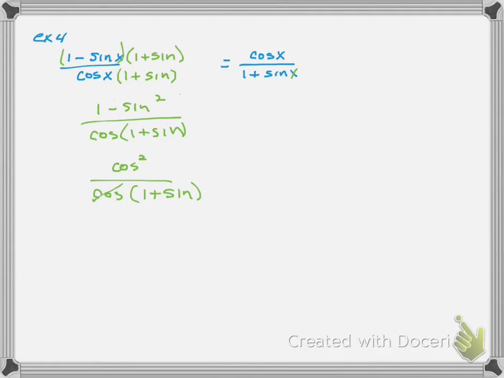So I can cancel out this cosine with one of these. So I'm left with cosine over 1 plus the sine, which is what I'm aiming for. So I'm done.